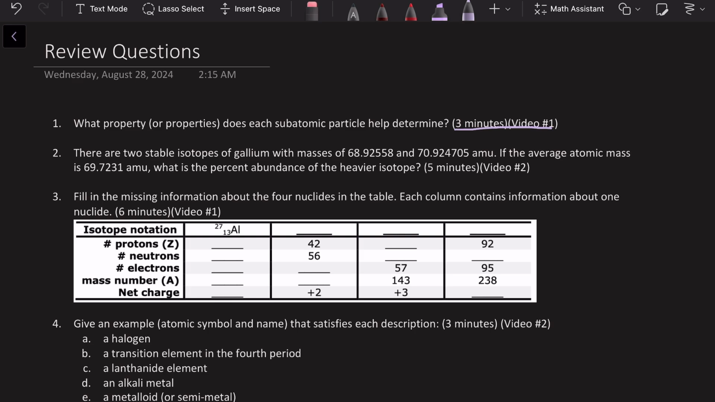Question 2. There are two stable isotopes of gallium with masses 68.92558 and 70.92470 AMU. If the average atomic mass is 69.7231 AMU, what is the percent abundance of the heavier isotopes? 5 minutes, and if you can't solve it, watch the second video on periodic tables.